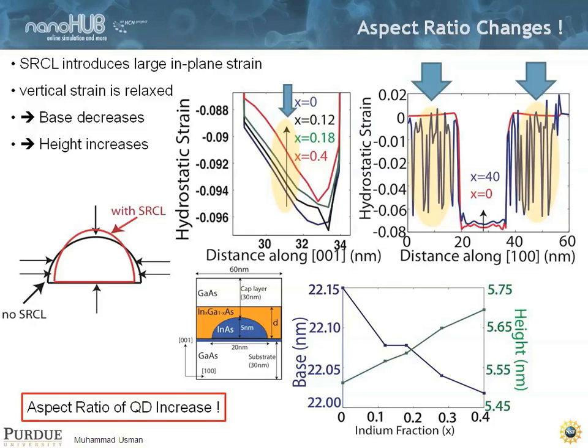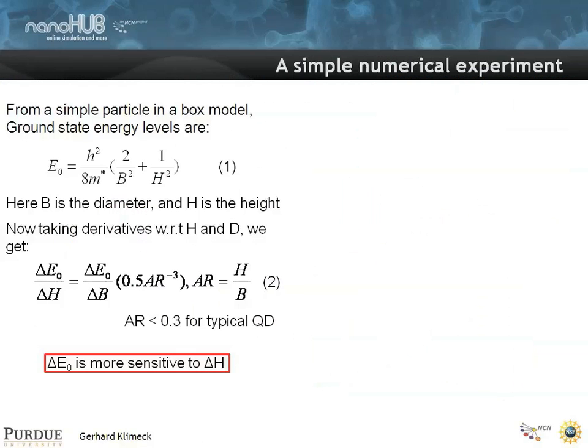It is really that the aspect ratio between height and width is changing. So why would that matter? Now let's look at a simple particle in a box model. We know how to compute that. It's basically h bar squared over 2m star times 1 over base squared plus 1 over base squared plus 1 over height squared, right? So the base shows up twice and the height shows up once. That's a simple particle in a box problem.